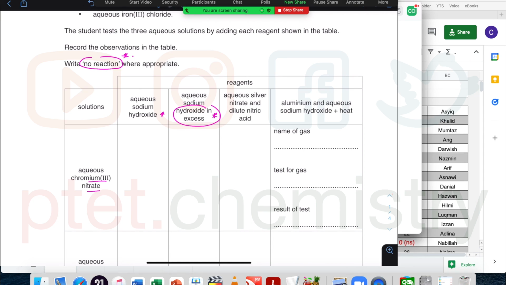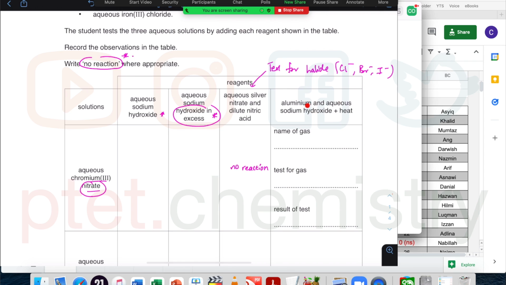When you see silver nitrate and dilute nitric acid, this is a test for halide. Halide ions refer to group 7: chloride, bromide, iodide. You don't have any halide, so there's no reaction. If this is paper 3, I will write down no observable change, but I know how to read questions, because that's what you do when you read a question.